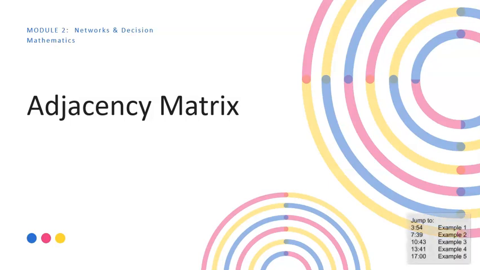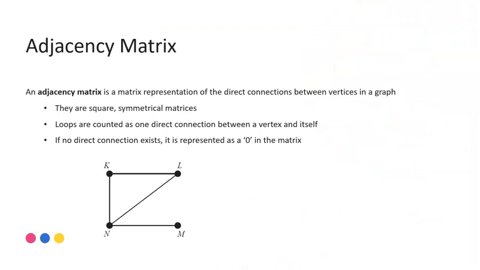Hi everyone, this video will run through the adjacency matrix in the context of networks and decision mathematics in further maths. An adjacency matrix is that tabulated representation of the direct connections. So from our matrices unit, we know that we were able to show connections between the different points or the different vertices in our graph.